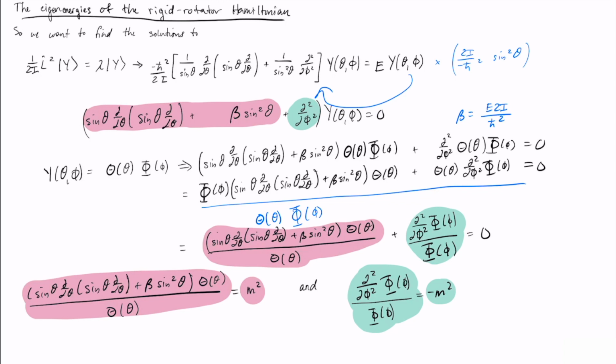Okay, and this is something we've seen several times now, so this greatly simplifies the problem because now instead of having a two-dimensional differential equation, we have two independent differential equations. You'll see in a moment why we call these m squared rather than just calling them m or something like that.